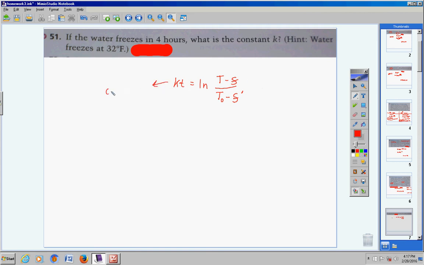K is a constant. That means it's going to be a number, and you have to find that number. The only way to find that number is to have a scenario like we have here, where you know how long it takes for water to freeze in a certain environment, 4 hours, okay? So K is a number, T is your time. I would write all this down if I were you, and it has to be in hours, not minutes, not seconds, hours. Now these two S's here would be your surrounding temperature.